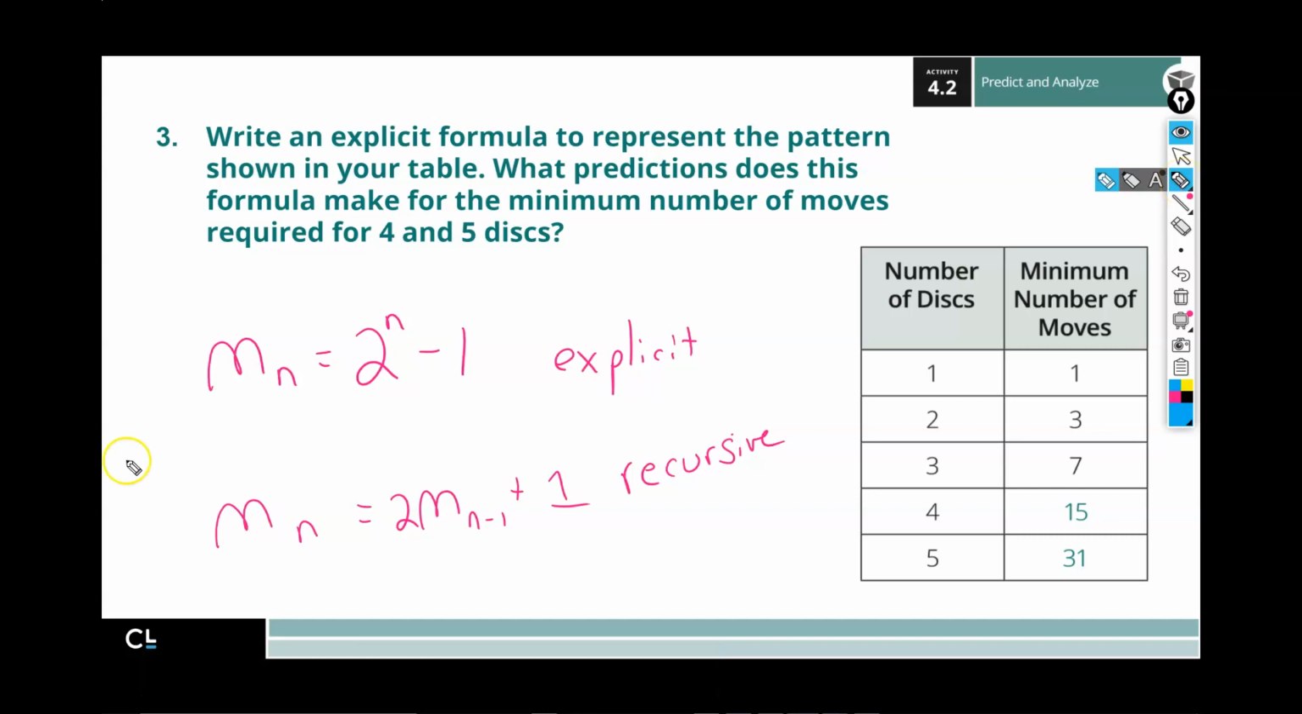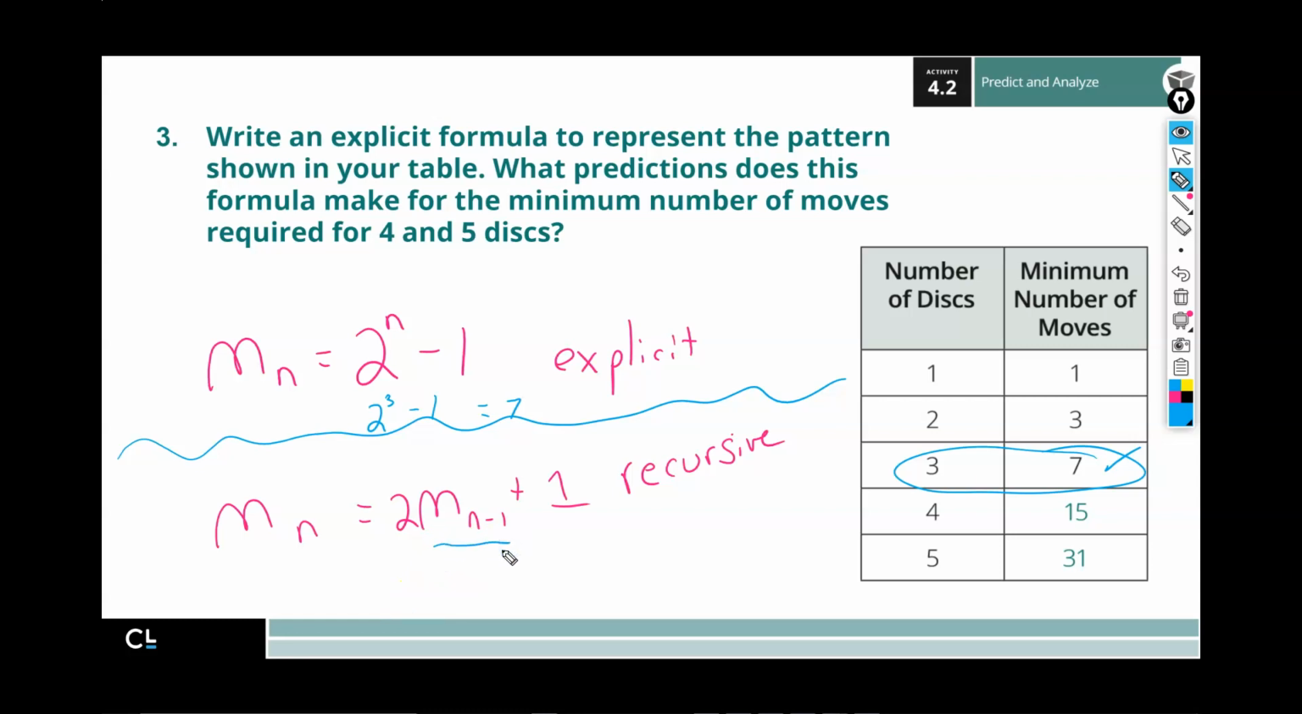So let's analyze each one of these formulas. Let's say that I want to predict my third term. I already know it, but let's just pretend. So I'm going to plug in 3 for my third term. 2 to the third power is 8. Take away 1, that gives me 7. So that works. Here for my recursive, remember that's the previous term. So it'll be 2 times 3 plus 1. So that'll be 2 times 6 plus 1 gives me 7.